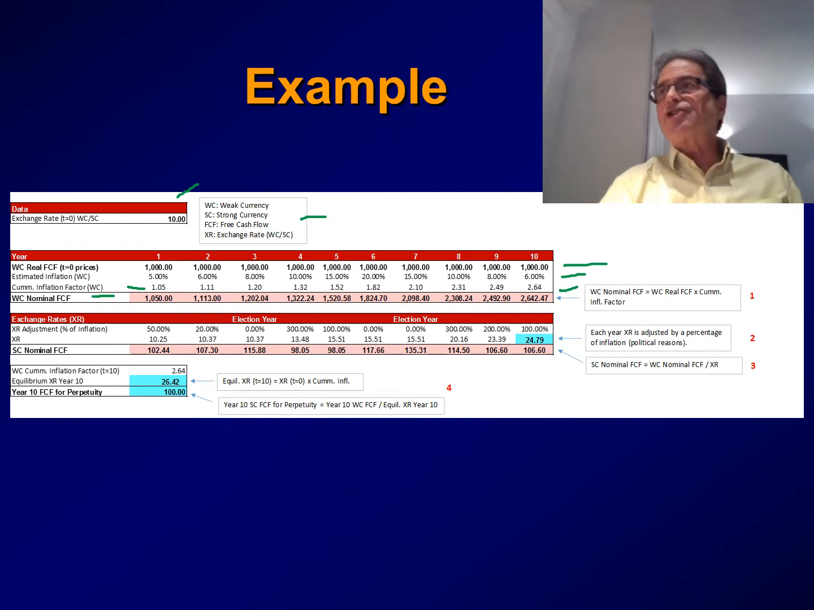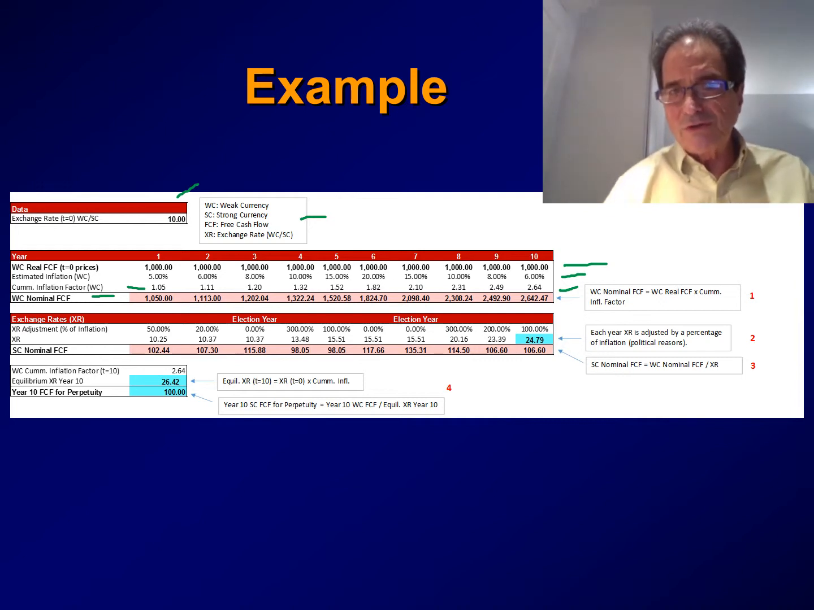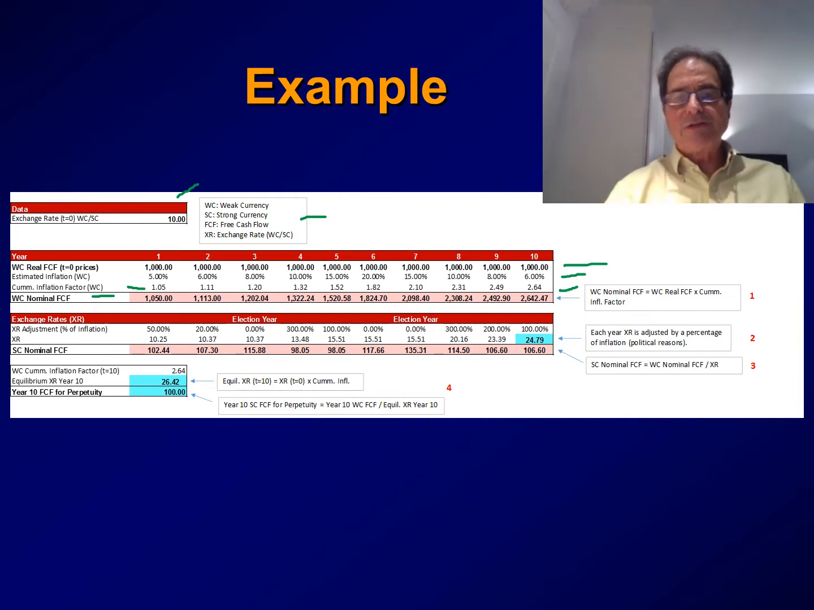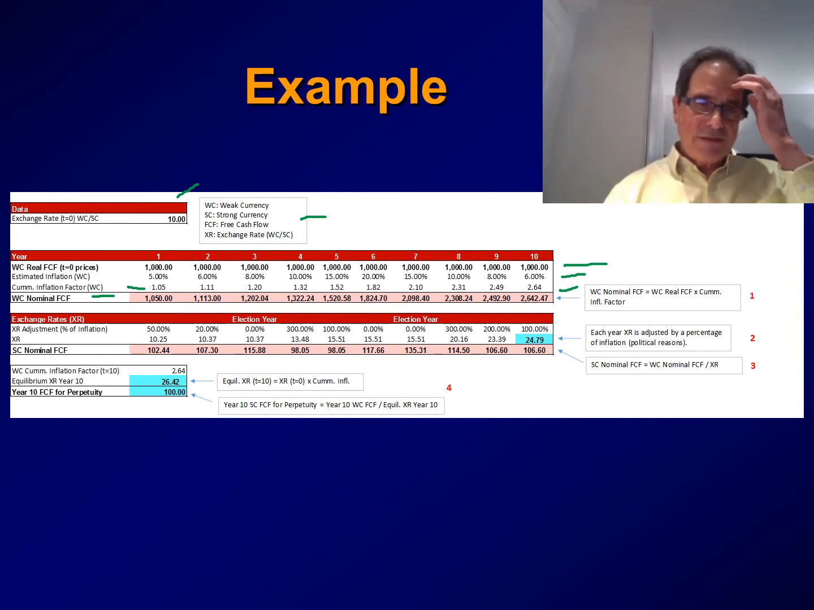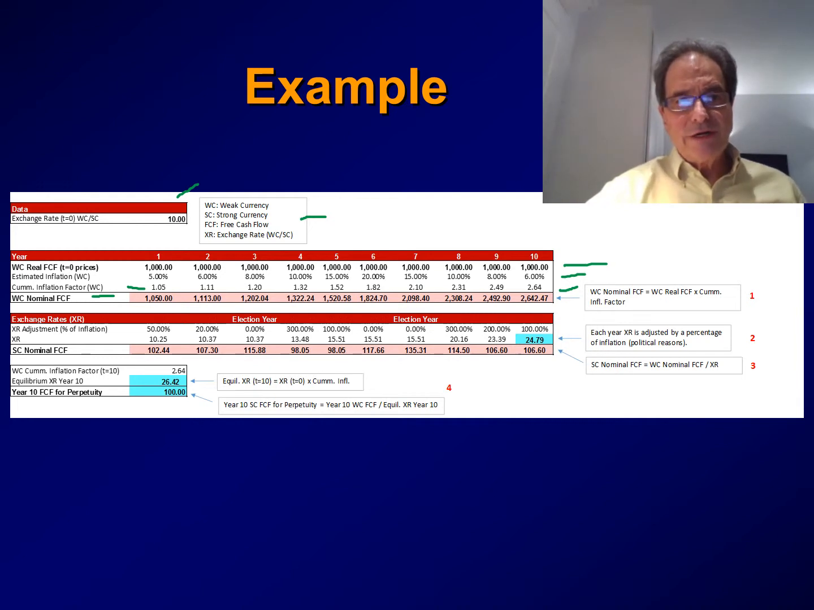For instance, in an election year, many emerging markets decide not to devalue the currency in order to make imported products cheaper, or to avoid these imported products increasing too much in price. Whereas, for instance, after the election, there is usually a big adjustment in the exchange rate. And this is what we are showing here.